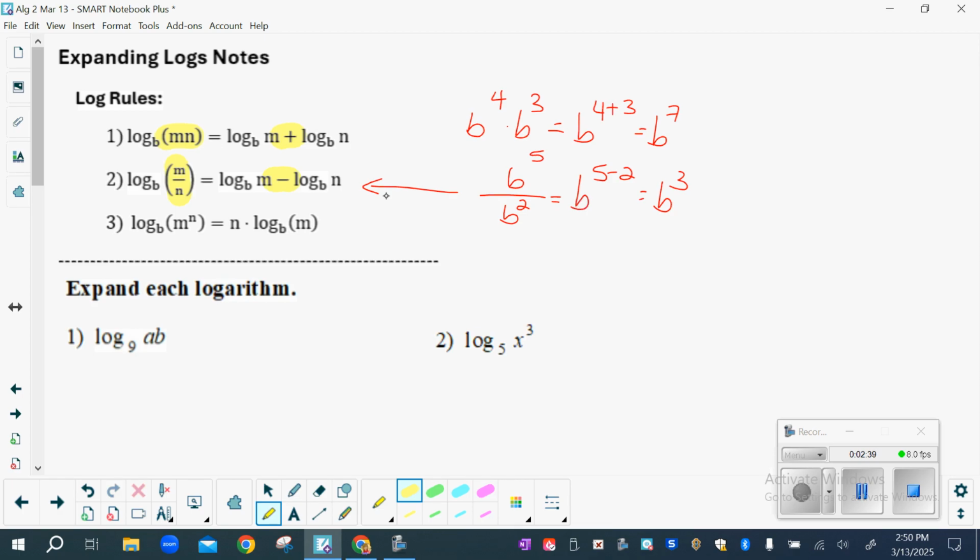So we have this one, we have m to the n. And when we have m to the n, what we do is we take that n and we move it into the front. So it's n times log base b of m. So this comes from, say we have a b to the 4th, and we square it. What do we do when we have an exponent to an exponent? What do we do with those exponents?